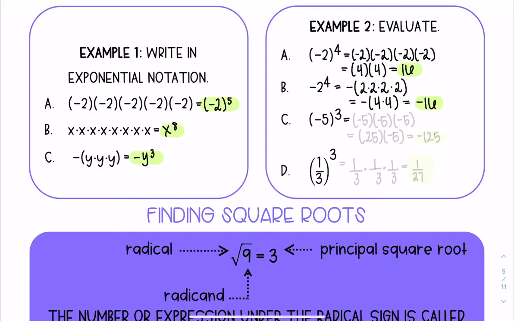Negative 5 cubed, that negative is inside the parentheses. So that means we've got negative 5 times negative 5 times negative 5. So that's like 25 times negative 5, which is negative 125.